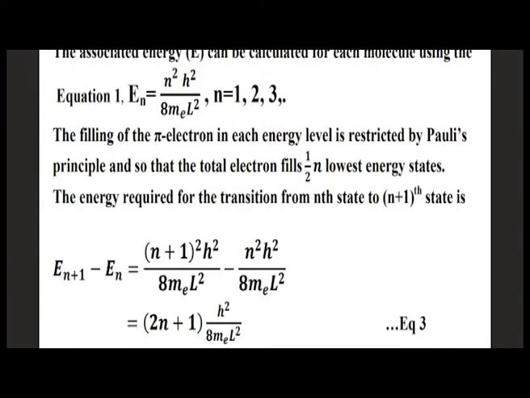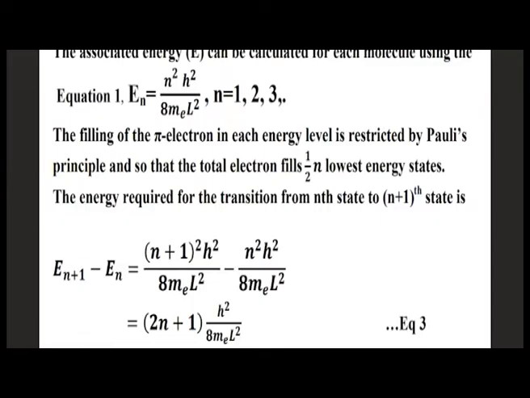The free electron molecular orbital approximation says that a conjugated chain molecule can be considered as a one-dimensional box along the molecular plane, and a free electron can be considered as an electron inside a one-dimensional box. Thus, the associated energy E can be calculated for each molecule using the equation En equal to n square h square divided by 8 m L square, where n is equal to 1, 2, 3, as we have already discussed in the past. The filling of the pi electrons in each energy level is restricted by Pauli's principle, and so the total electrons fill the lowest n over 2 energy states.